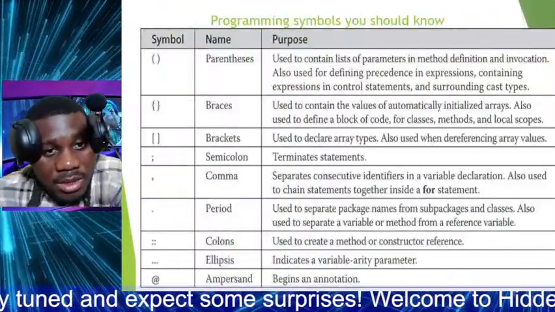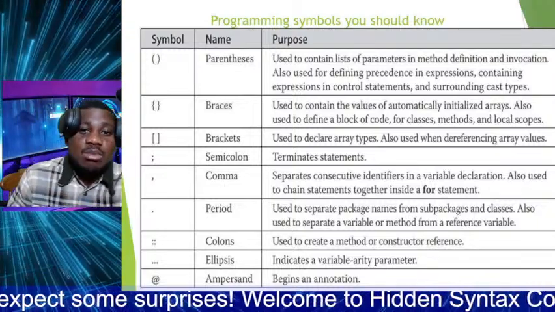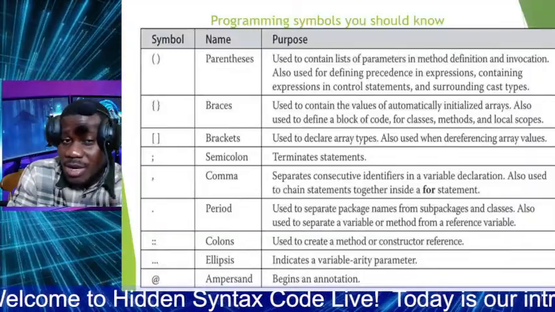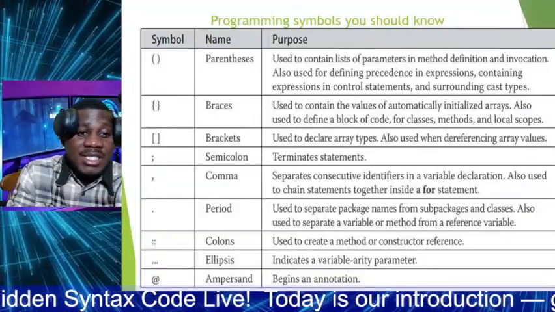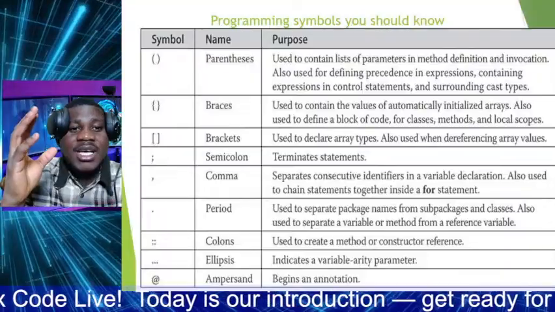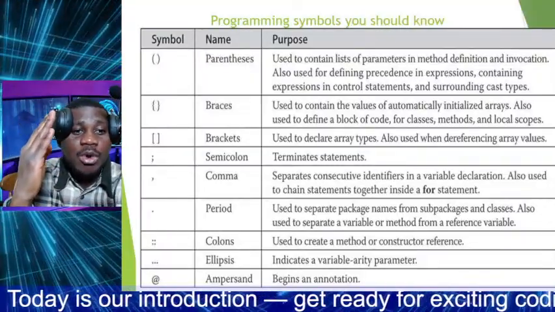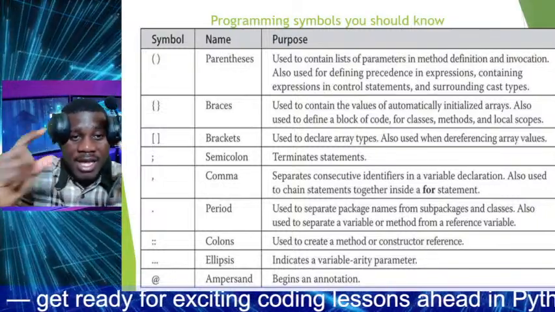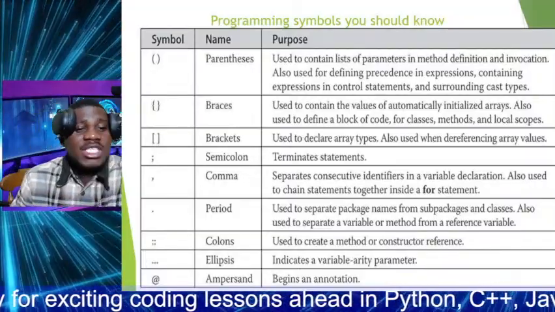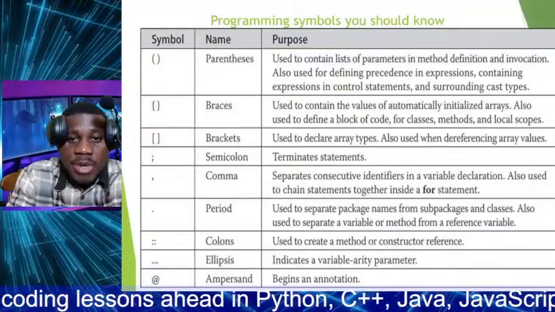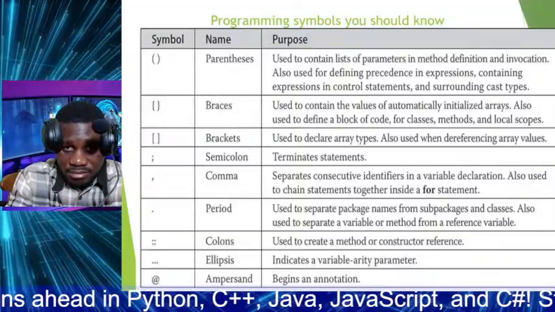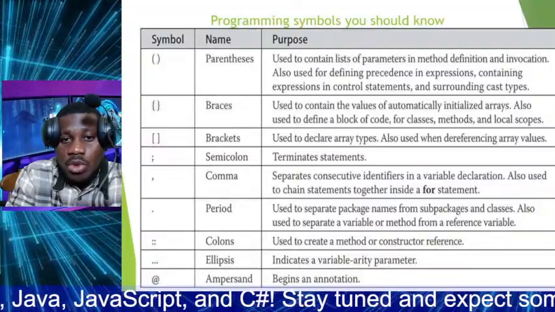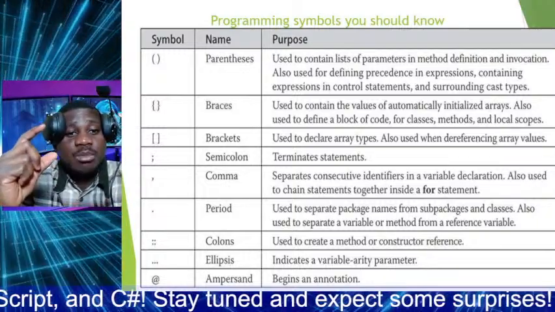So again, let's proceed. Before you start programming, there are some symbols you should know. Without knowing these symbols, again, it is going to be difficult for you to learn programming languages. You understand? In programming languages, these symbols have a special meaning, and they help the computer understand what it must do or how things must be done in your code. So when you see brackets like this, we call it parenthesis. This parenthesis is used to contain a list of parameters in method definition and invocation. It is also used for precedence in expressions and containing expressions in control statements. So in programming, the moment we see this symbol, we call it parenthesis.